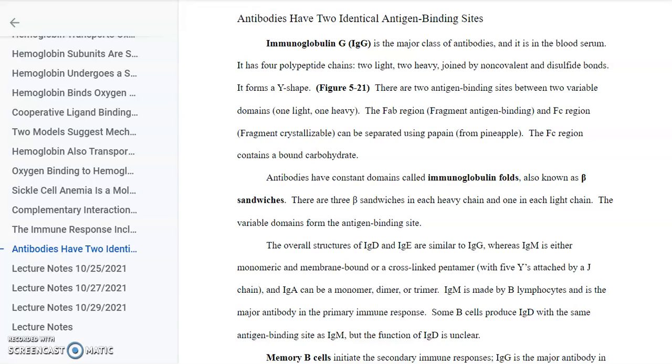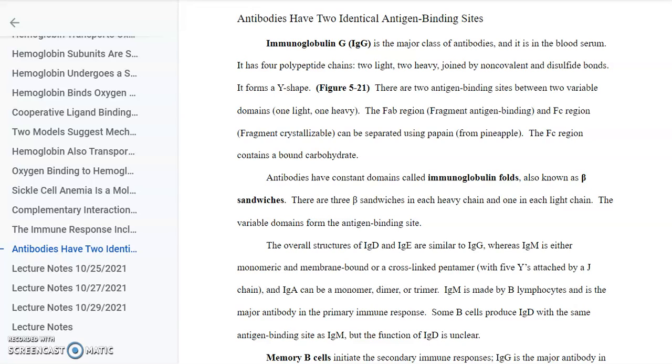Immunoglobulin G, IgG, is the major class of antibodies, and it is in the blood serum. It has 4 polypeptide chains, 2 light, 2 heavy, joined by non-covalent and disulfide bonds. It forms a Y shape. There are 2 antigen binding sites between 2 variable domains, 1 light, 1 heavy.